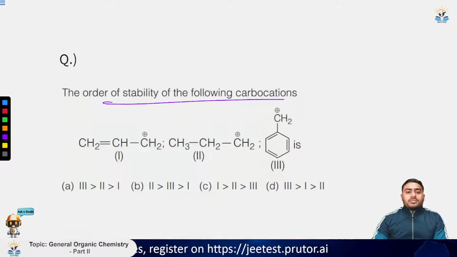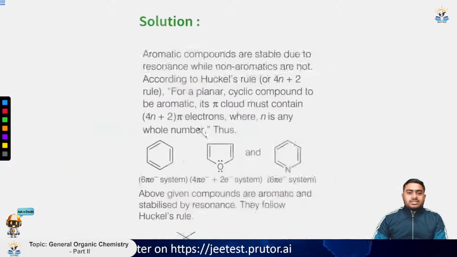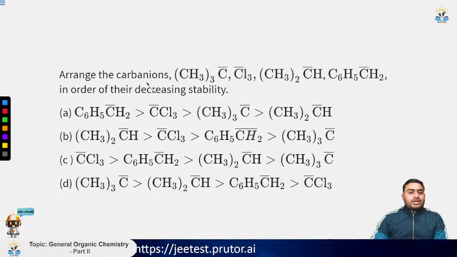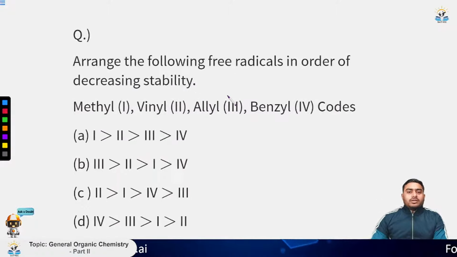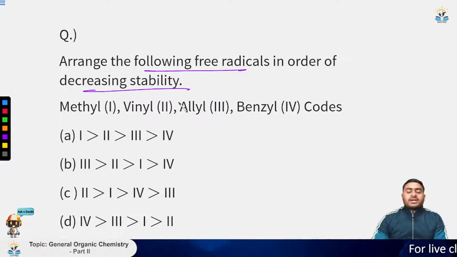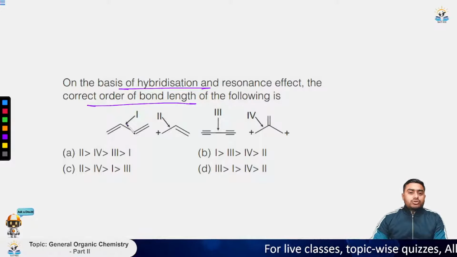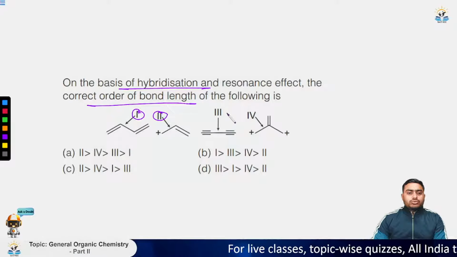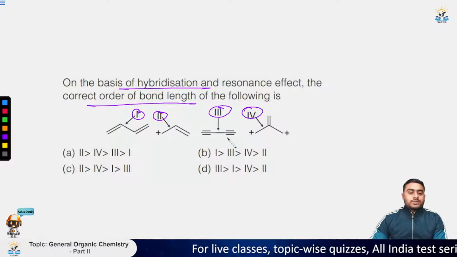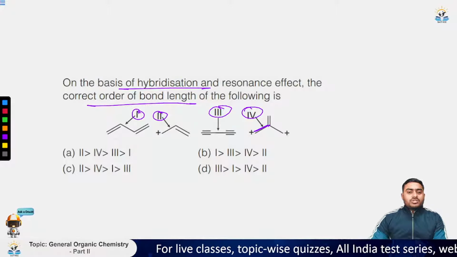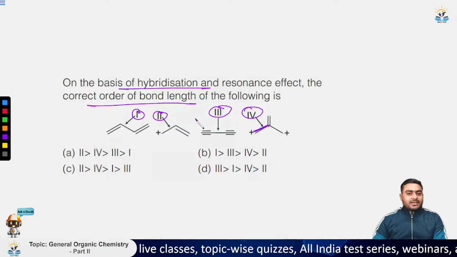The order of stability of the following carbocations. We have discussed this. Next, arrange the carbanions. You have to complete this question as homework. Next, arrange the following free radicals in order of decreasing stability: methyl, vinyl, allyl, benzyl. And on the basis of hybridization and hyperconjugation effect, the correct order of bond length of the following is, these are the bond lengths 1 2 3 4. You have to check the answer.